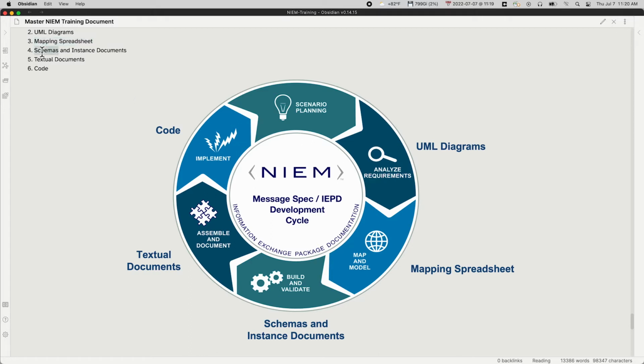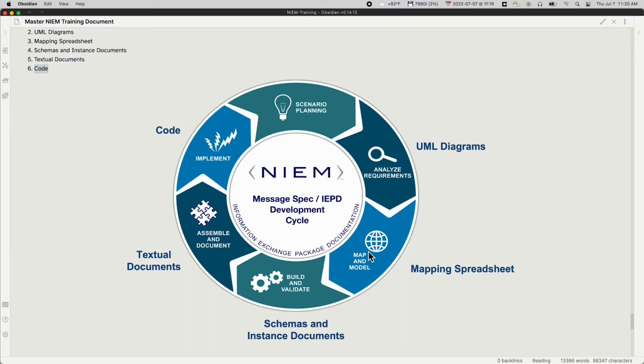Then we get to build and validate. That's where you make the schemas and instance documents that match those schemas. And so that's what comes out of there is schema documents. Assemble and document, you get textual documents out of there. So you've got documentation about the exchange that's meant for humans to read. And then finally, when you implement, you end up with code and a working system.